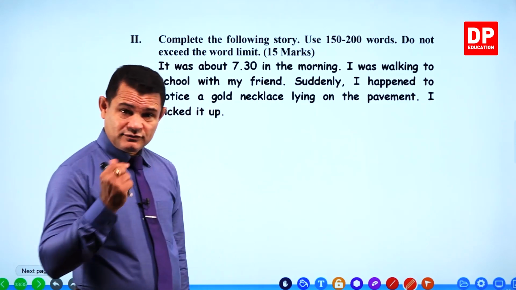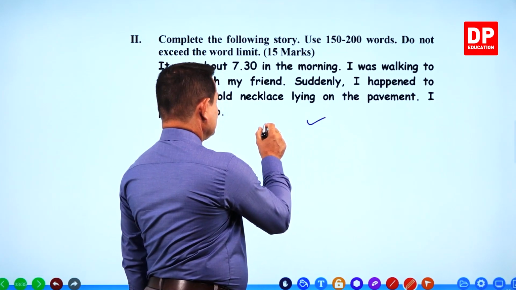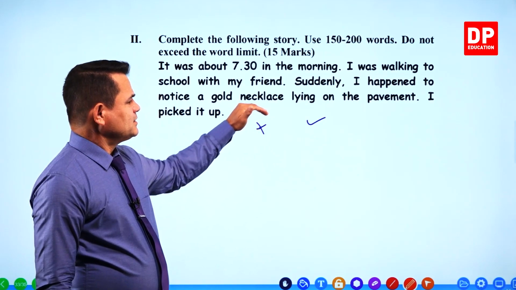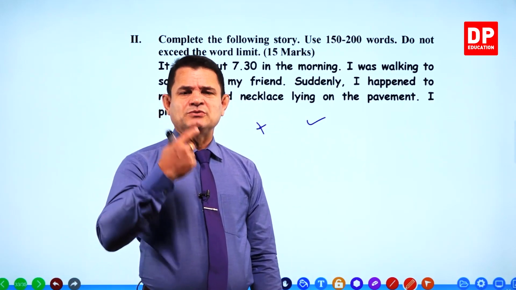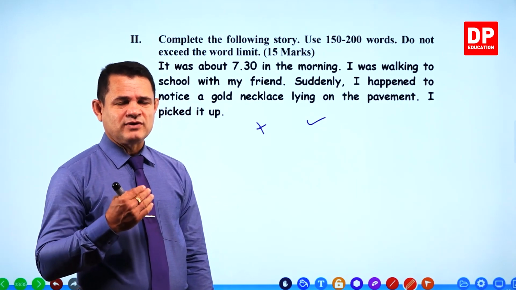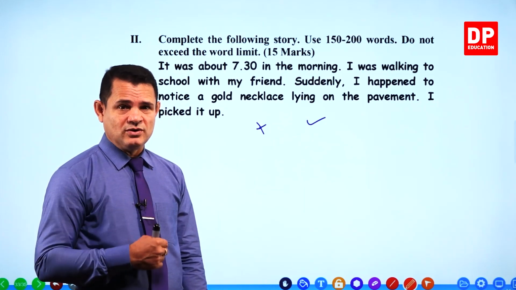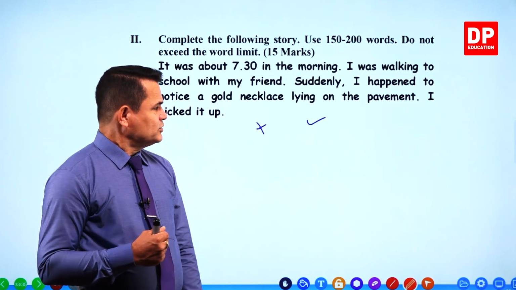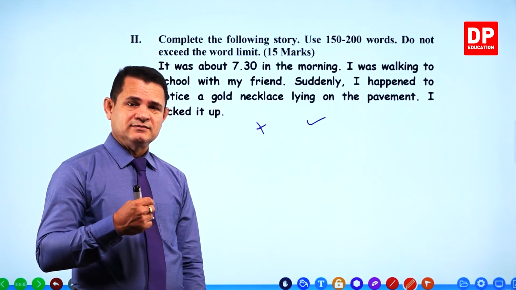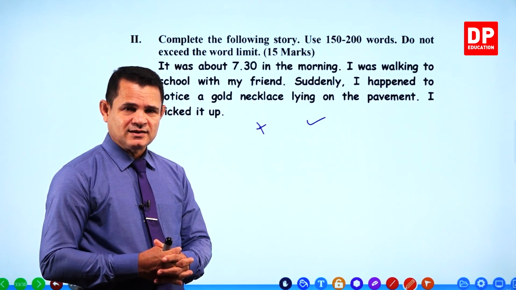Then because your friend also saw it, you can go to the good side or the naughty, bad side. Good side means I wanted to return this gold necklace to the real, actual owner. So I took it to the school and handed it over to my class teacher. I told the incident and handed it over to the class teacher. Good child, right?